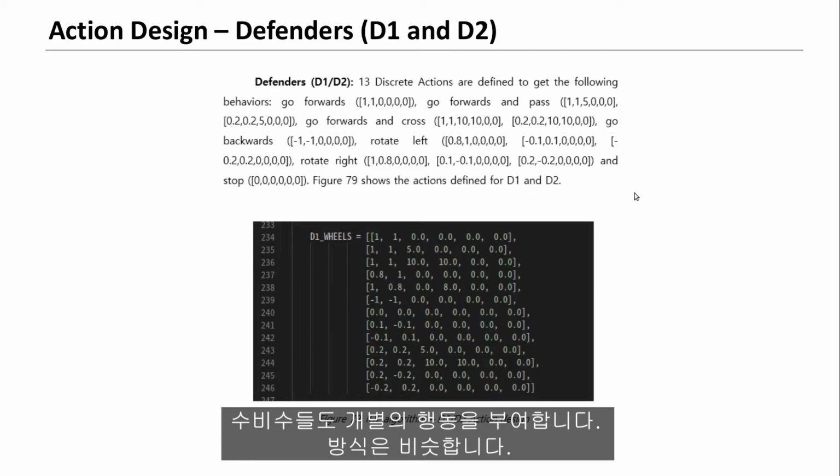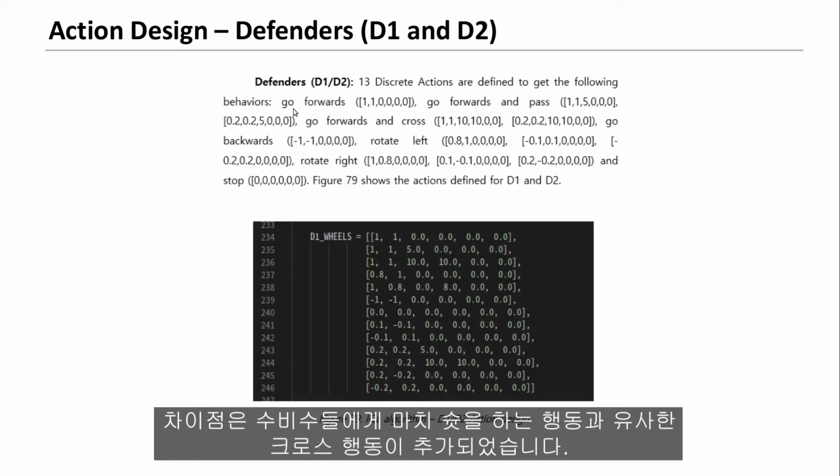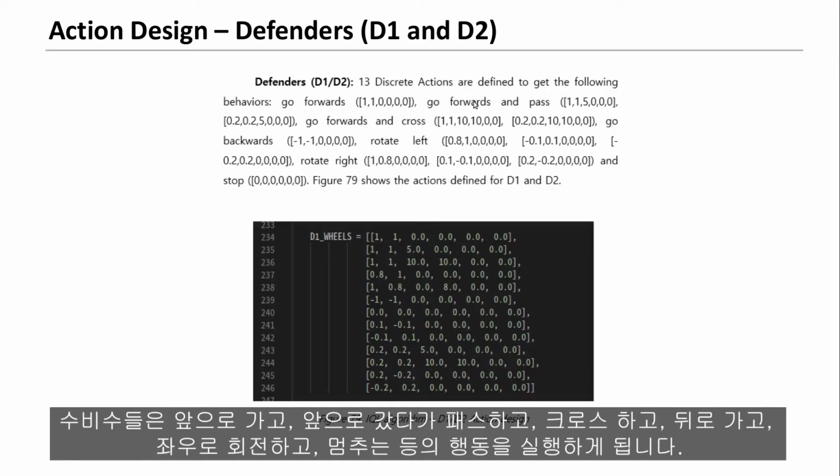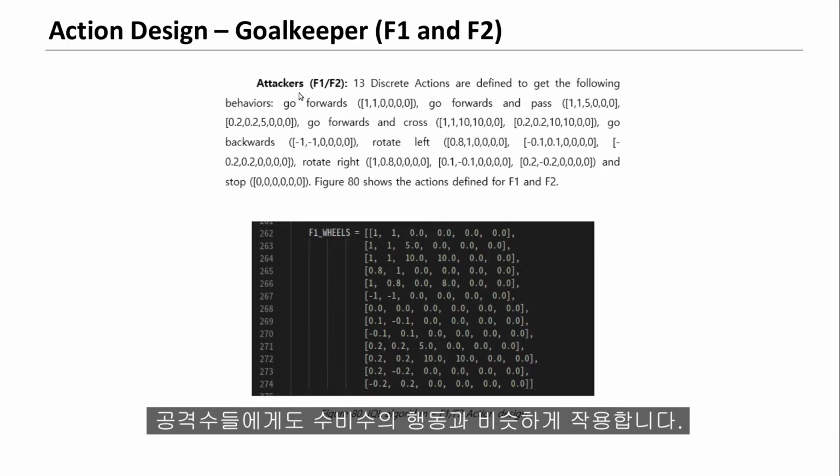For my defenders, also 13 discrete actions, and the same idea is given. The difference is that for the defenders, I also give some chance to cross, which looks more like a shooting behavior, where the robot kicks with maximum velocity in the front slider and maximum height to achieve a high kick. So the defenders go forward and pass, go forward and cross, go backwards, rotate left, rotate right, and can also stop. For the attackers, actions similar to the defenders' are used.